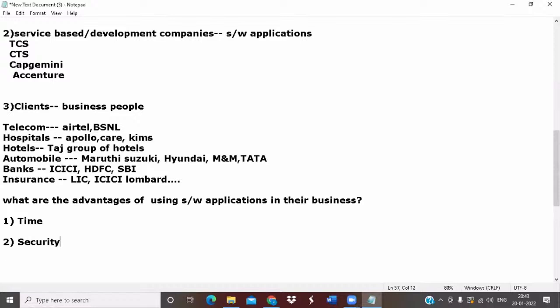Second advantage is security. The third advantage is scalability. These are the three major advantages of using software applications in the business. The first advantage, time. Tell me, guys, time is most precious in everybody's life. Yes or no?